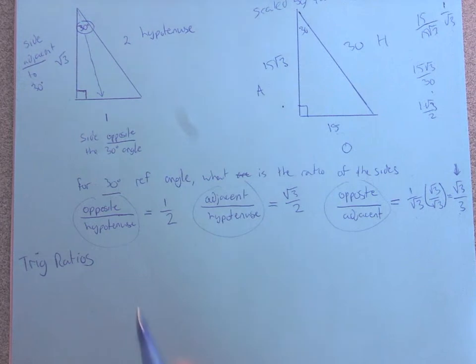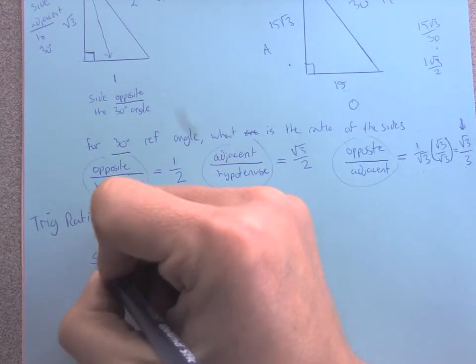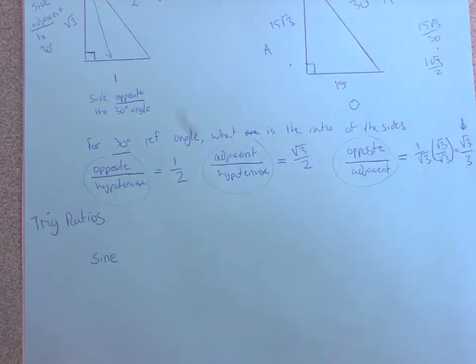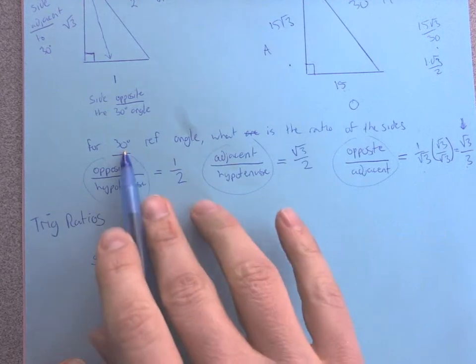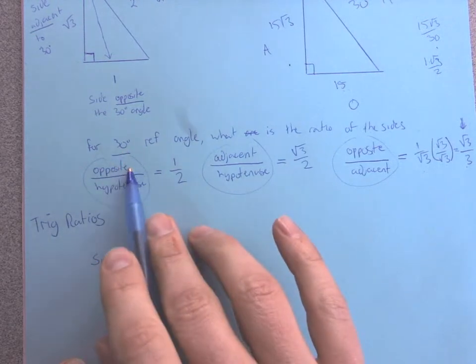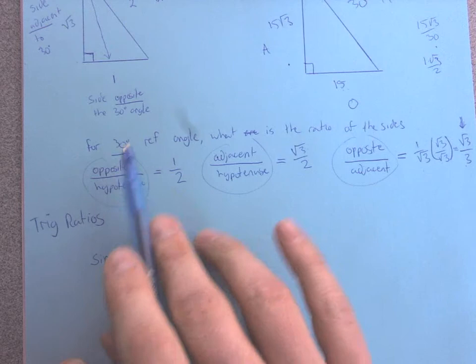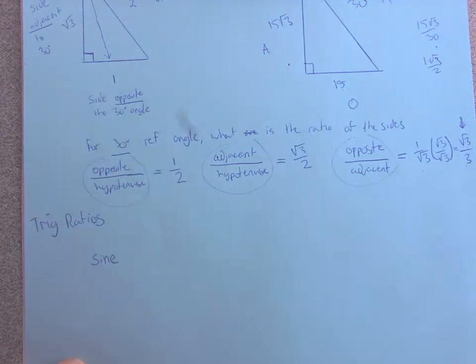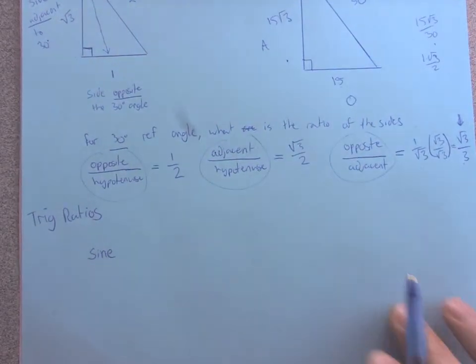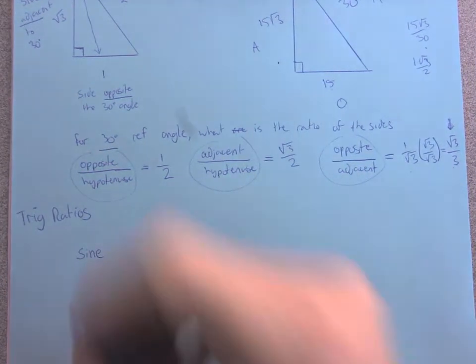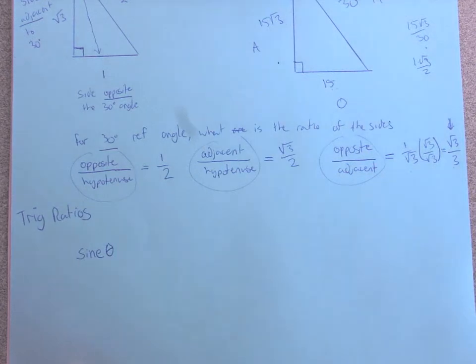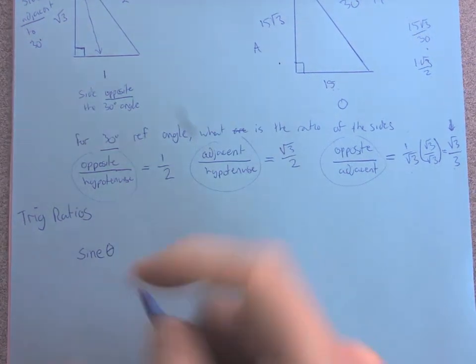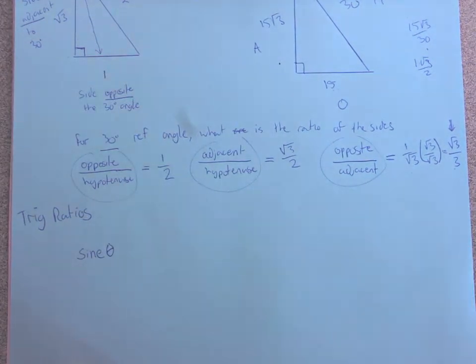Okay. Opposite over hypotenuse, that ratio has a special name, and that name is sine, S-I-N-E. So the sine for some reference angle is equal to the opposite side to that reference angle over the hypotenuse. Now there's a special symbol that we use like a variable for angles, and it's called theta. It looks like a 0 or an O, but it has a line through it. It's actually a Greek letter.